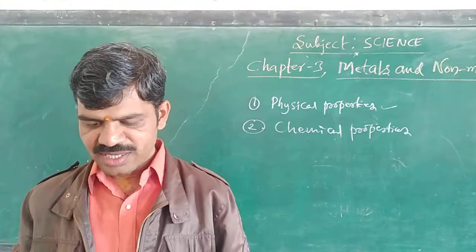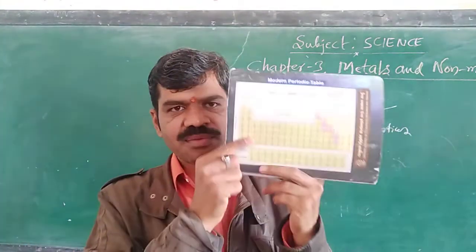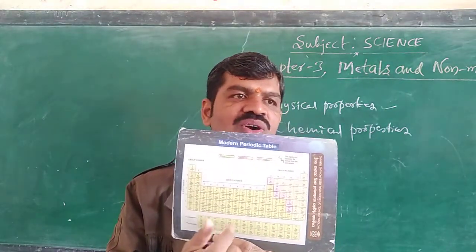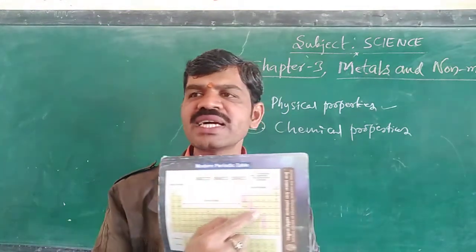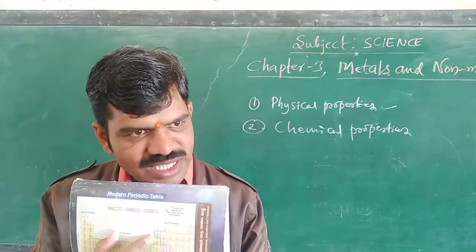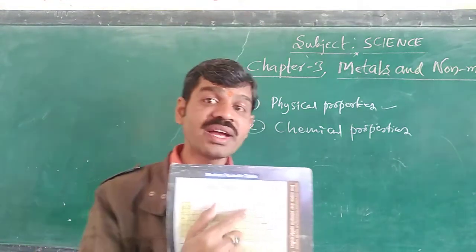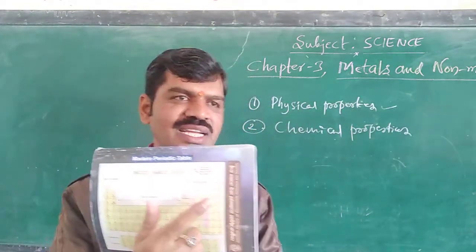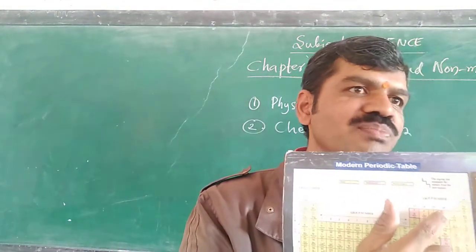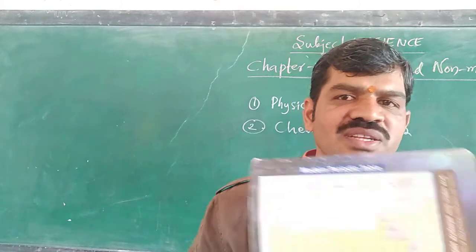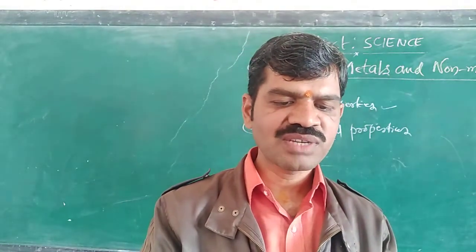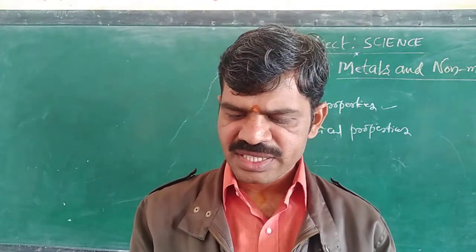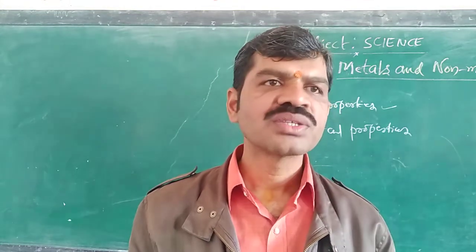If you take the textbook, here the green colored boxes are metals, isn't it? There are pink colored boxes, which are neither metals nor non-metals. They are metalloids, isn't it? The boxes in yellow color are called non-metals. See here, carbon, nitrogen, oxygen, fluorine, neon, helium, phosphorus, sulfur, chlorine, krypton, xenon, radon. These are all non-metals.